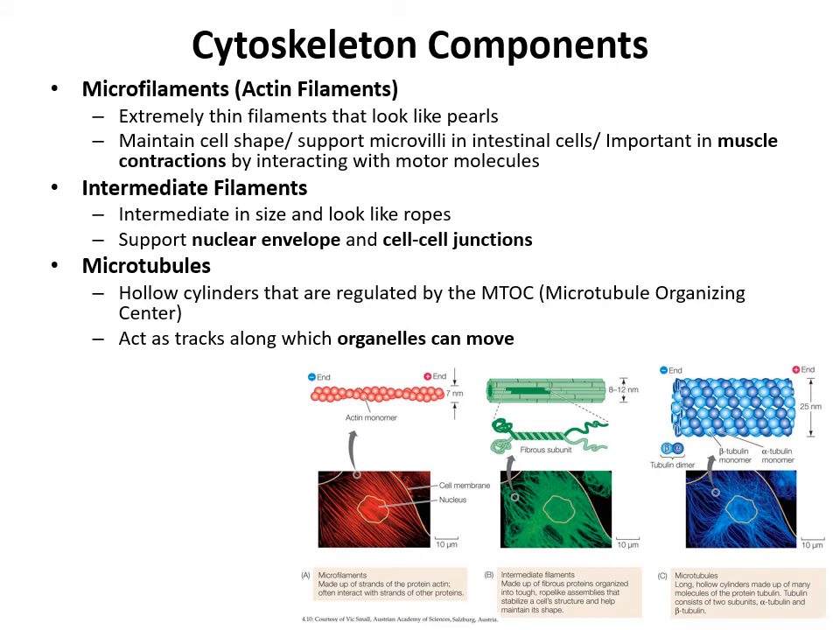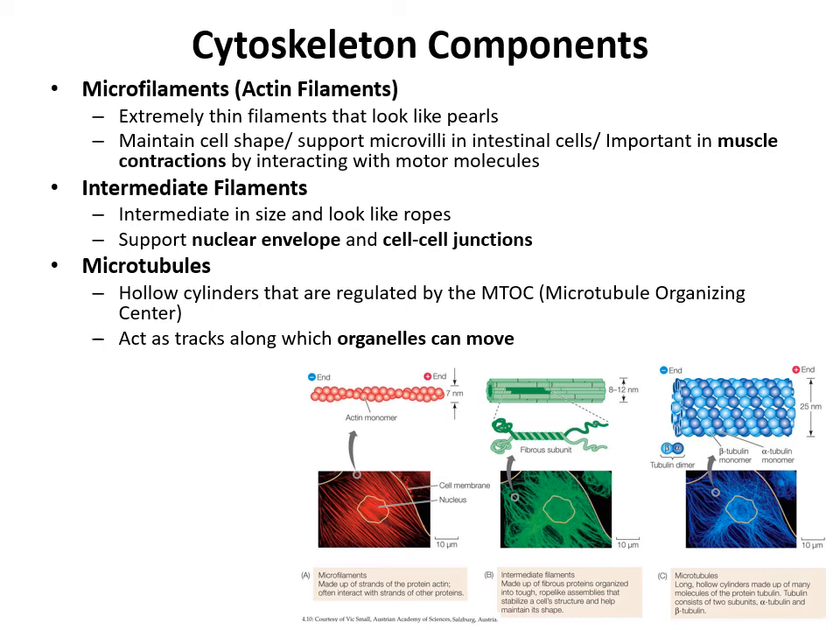Now, as I said, the cytoskeleton has a whole bunch of different protein fibers, and you'll see these written out as actin or microfilaments, intermediate filaments, and microtubules. And all of these filaments are basically involved in helping the cell move and helping organelles move.